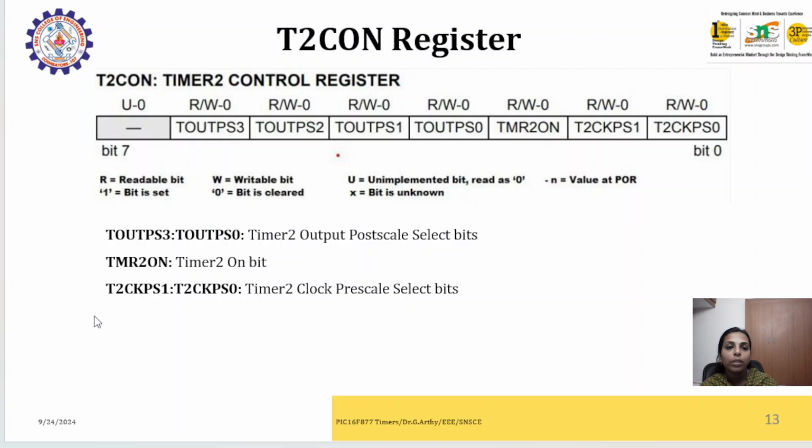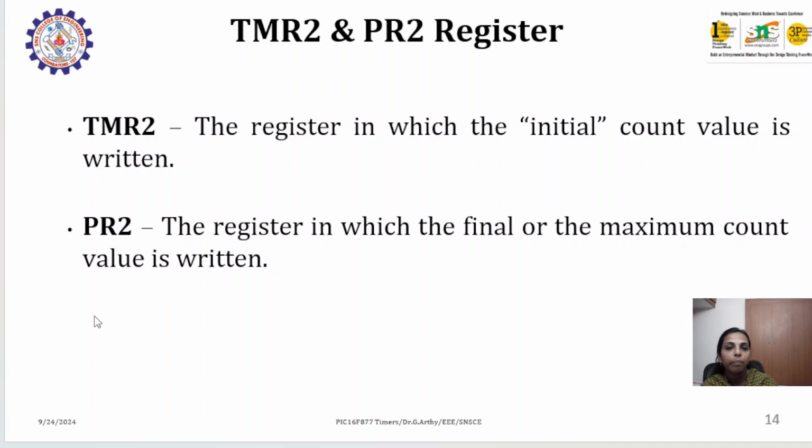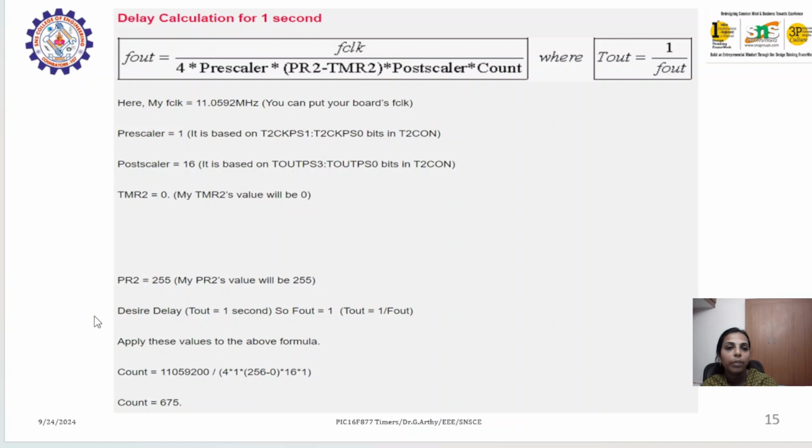T2CON control register. It is an 8-bit register. It has postscale select bits. Then the timer 2 on bit will be there. Then the clock prescale select bits also will be there. TMR2 and PR2 registers. The TMR2 register shows the initial count value, and the PR2 is the register in which the final or maximum count value is written.